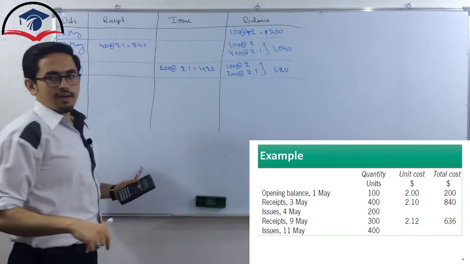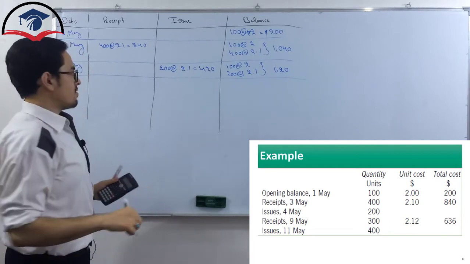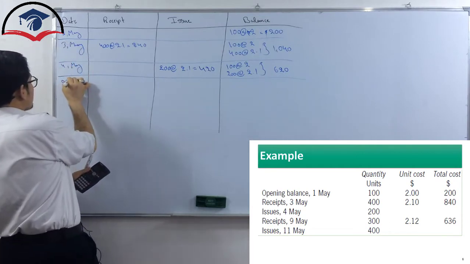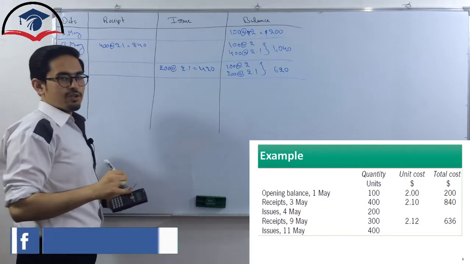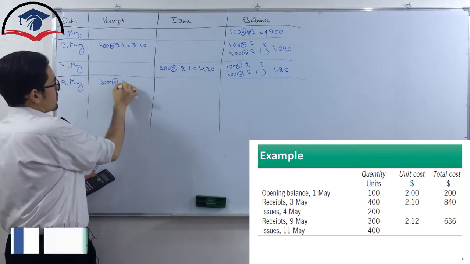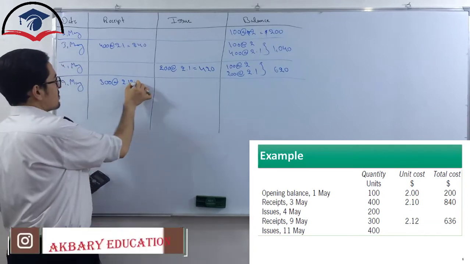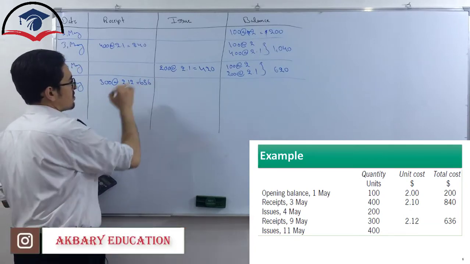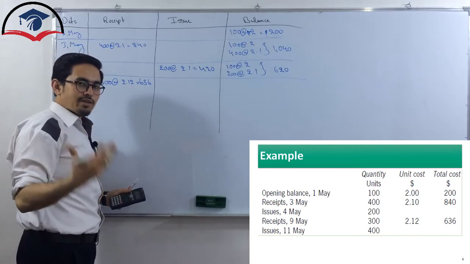To go ahead, after this period, on 9th May, we have again some receipts. On 9th May, the receipt of about 300 units at the rate of 2.12, totally equal to $636. Now, what is the available balance after this receipt in stock?